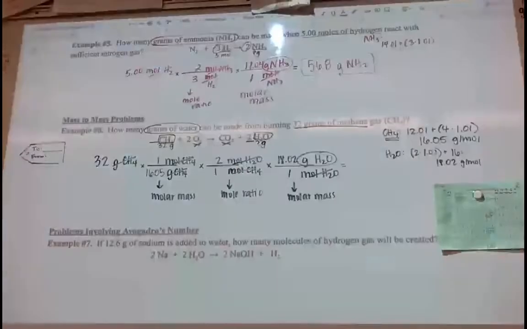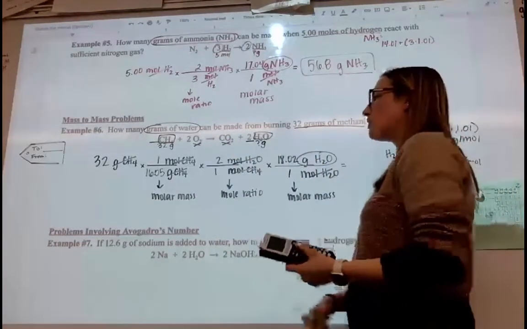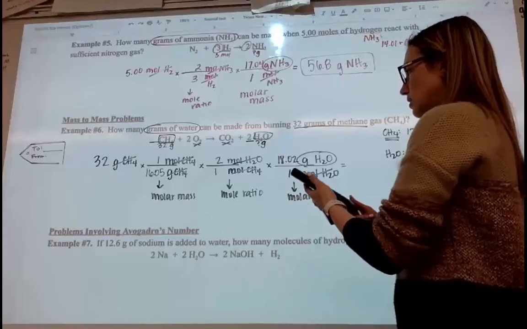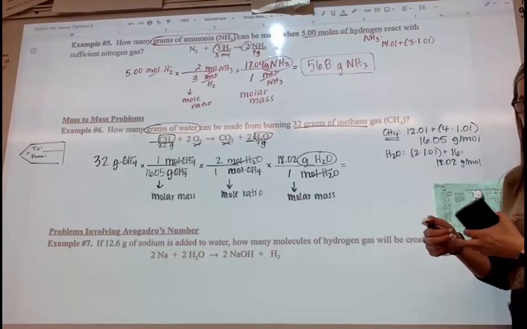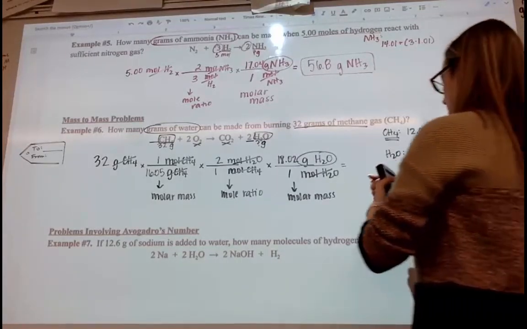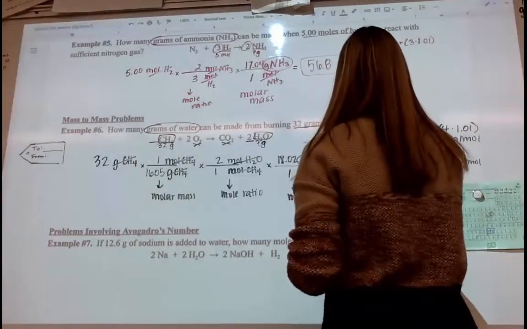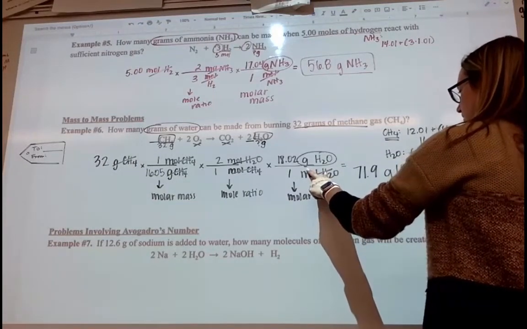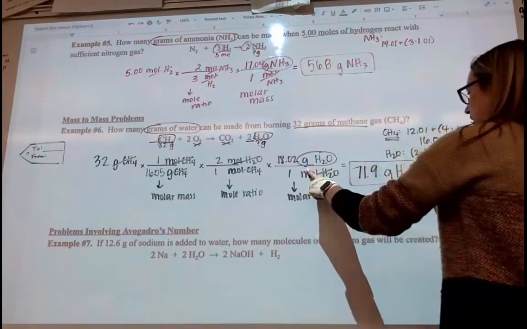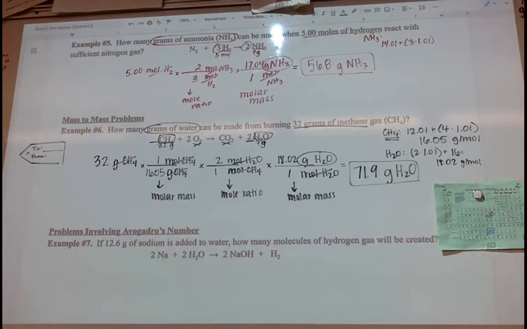So if we put this into our calculator, 32 times 2 times 18.02. I'm ignoring the ones because anything multiplied by 1 is that same number. Divided by 16.05. I got, maybe if I can do this, 71.9. Again, look at what units I was left with. It's the same thing as what unit it asked us for. How many grams of water? So 71.9 grams of H2O.